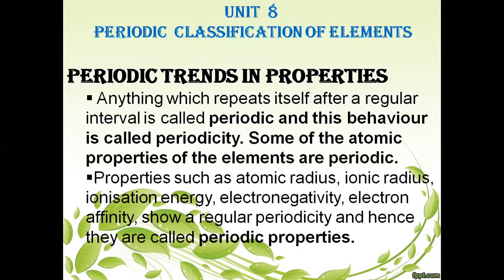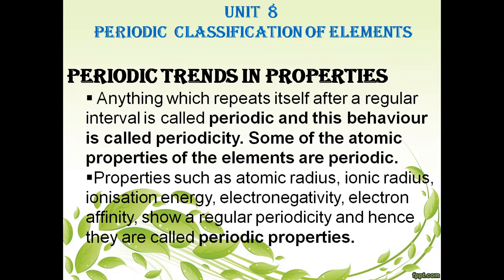Anything which repeats itself after a regular interval is called periodic, and this behavior is called periodicity. In the modern periodic table, after some interval the element property is the same. It is continuous. So this is called periodicity. The periodic properties of the modern periodic table are ionic radius, atomic radius, ionization energy, electronegativity, and electron affinity. These are the definitions of periodic and periodicity.